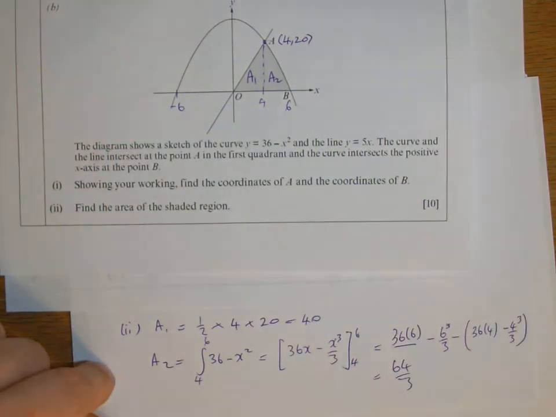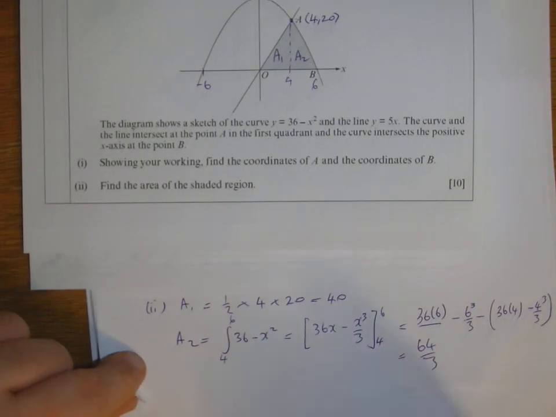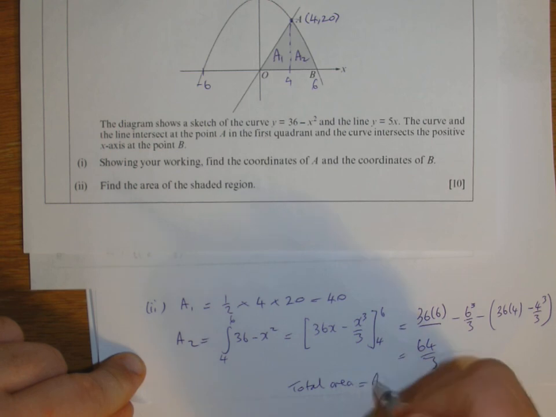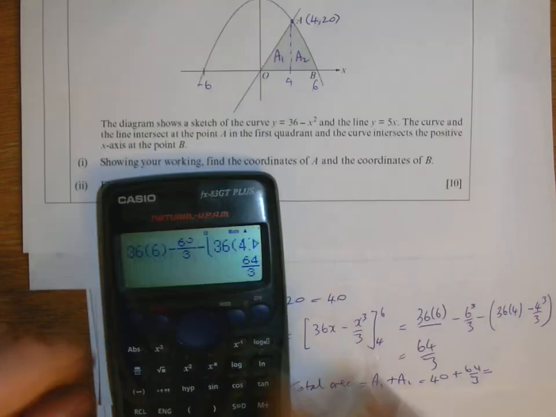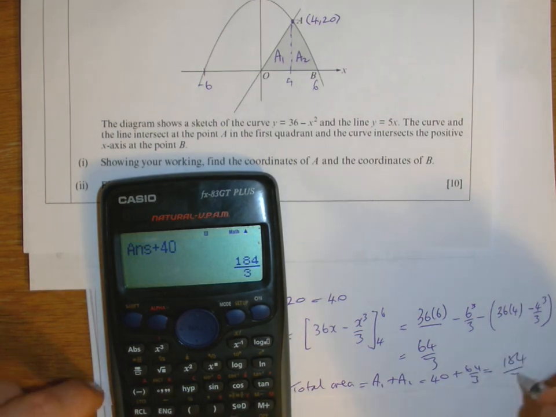So remember now you've got your A1 and A2. The total area will be those two combined. So total area equals A1 plus A2, which equals 40 plus 64 over 3. And if you do that on your calculator, plus 40 from the answer from before, you get 184 over 3. And we've got our final answer.